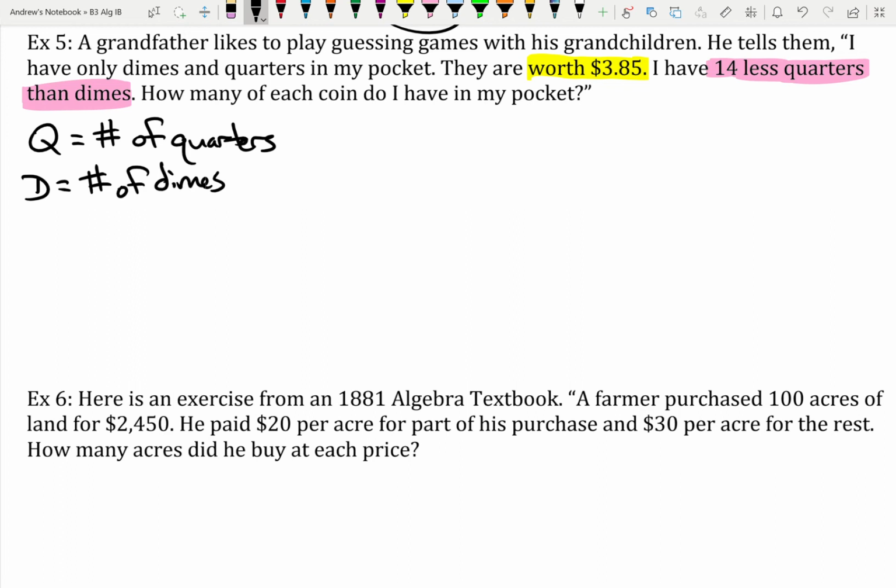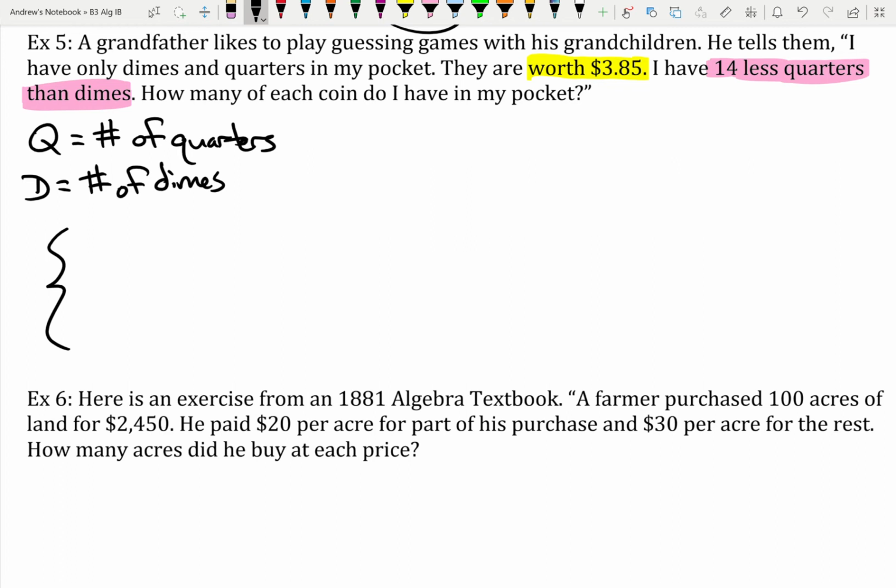All right. So now that I've got something I can work with, I can set up some equations. Set up our system. We're going to need two equations. So I'm going to start with they're worth $3.85 first. If we've got quarters and dimes, and we're trying to relate them to $3.85, Q is the number of quarters.